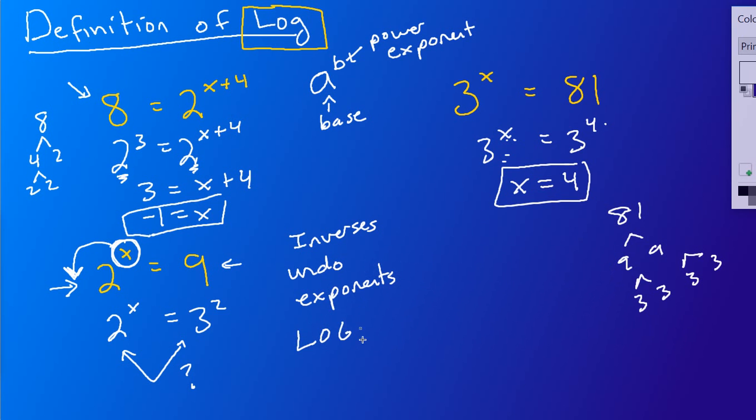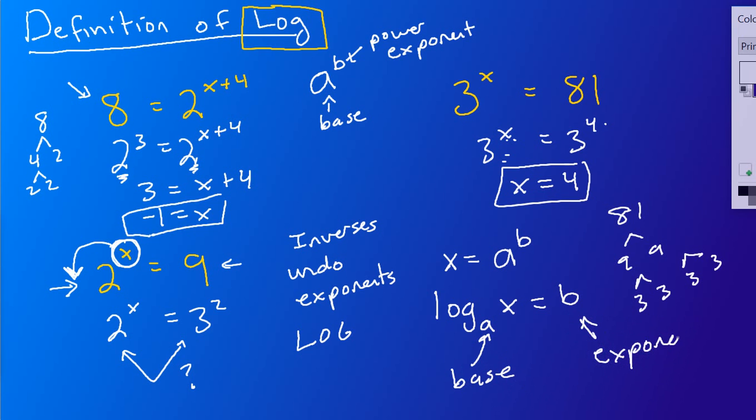And that's where log comes in. Logs undo exponents. So let's take a look at the way that we write an exponent again. If I said x equals a to the b, I could write this with a logarithm and say log base a of x equals b. Now, where do I get that? For now, this is just going to be something that we memorize. But right here, this is my base. And right here, this is my exponent. So take a look at where they go.